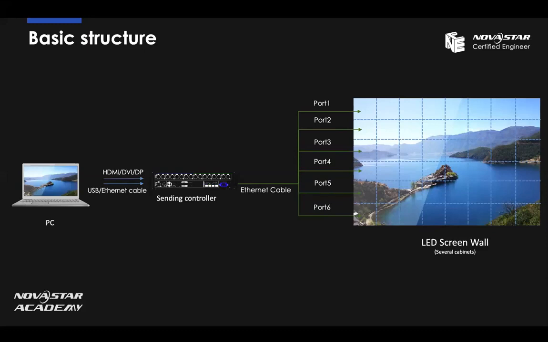So the image information can be displayed on the LED screen because the sending controller uses the Ethernet cable to send out the signal to the LED video wall. This is the basic structure of the entire LED control system: PC, sending card, Ethernet cable, LED video wall.